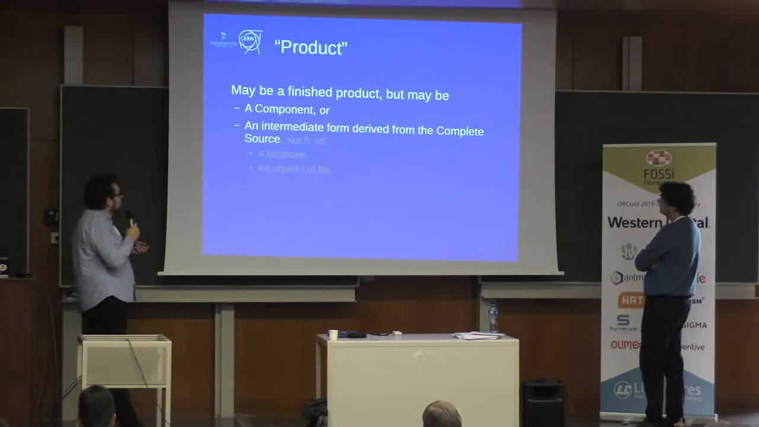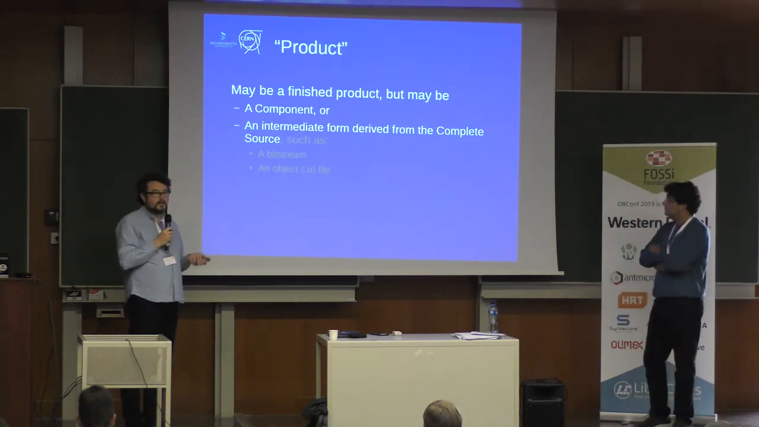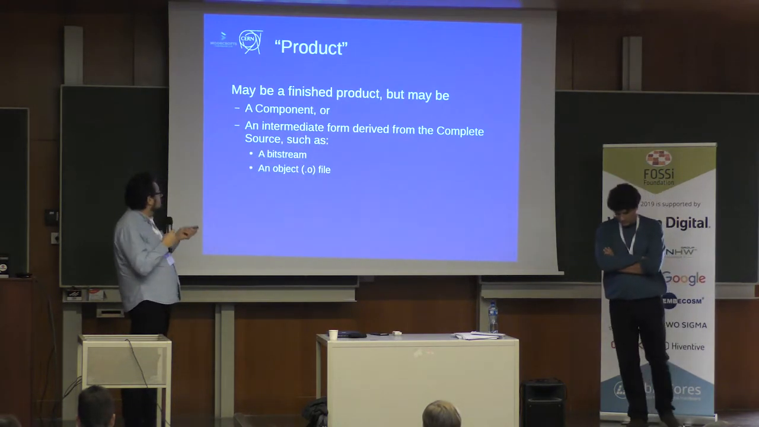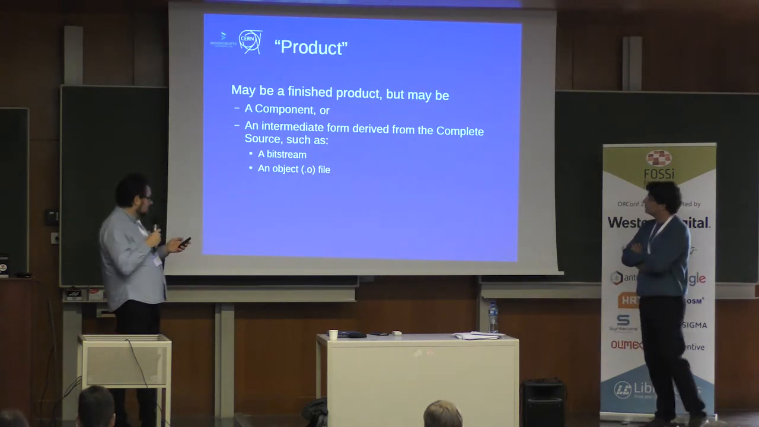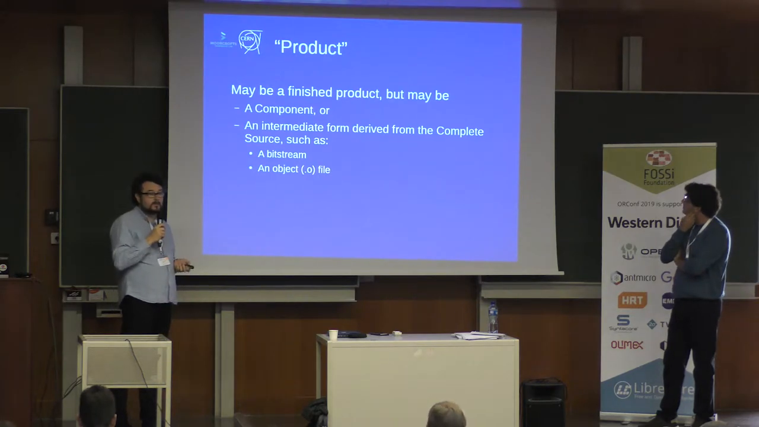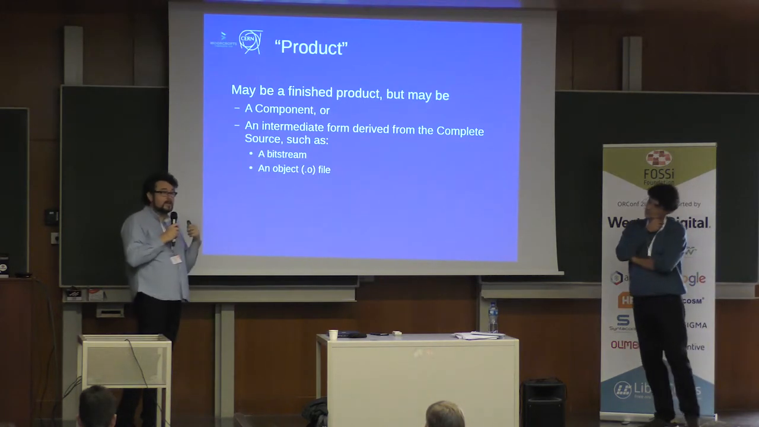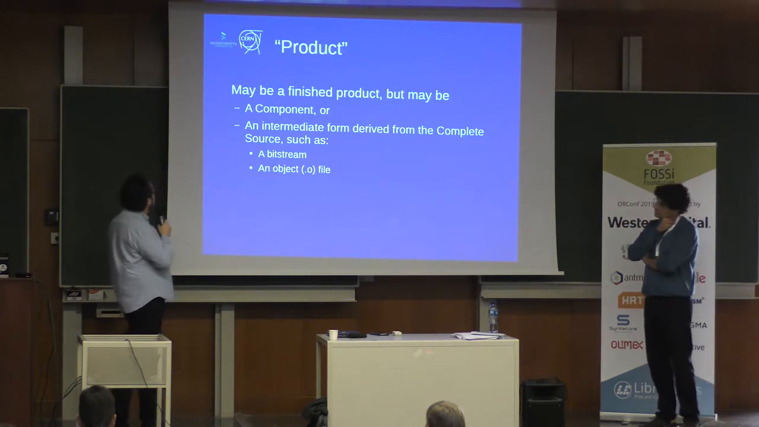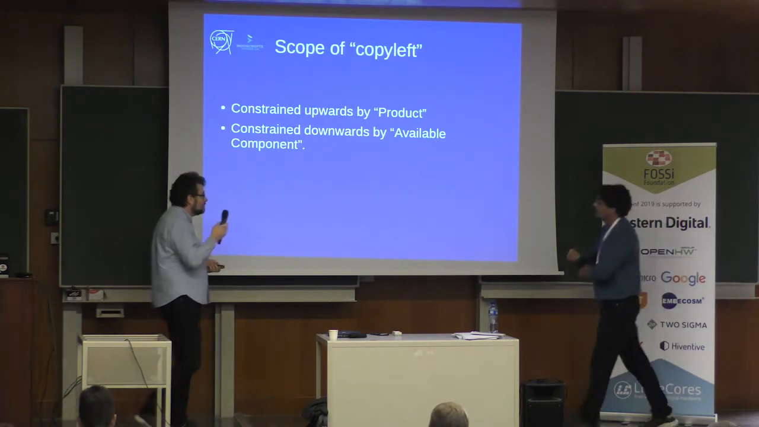Or it could be some form of intermediate form, which is derived from the complete source. So you could take some HDL and compile it into a bit stream, or you could take some C code and compile it into an object file. And both of those would be an intermediate form. And if you then convey that intermediate form to somebody else, you then would have to provide the complete source for that as well. So, a bit on the scope of copyleft.